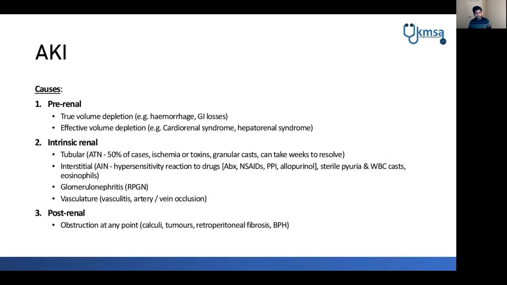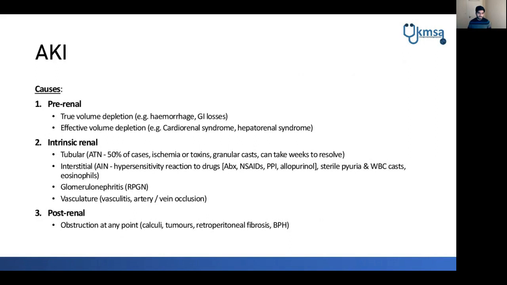So pre-renal usually means that there is either a true or an effective volume depletion. What happens is that there's a lack of blood flow to the glomerulus, to the kidneys, and that causes a reduction in GFR that results in less urea and creatinine being filtered and going up in the blood, and that's what you detect.